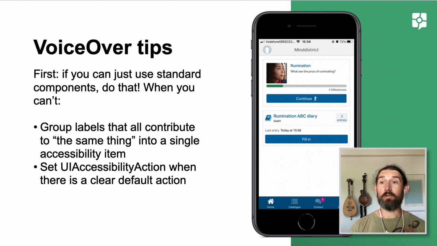So if you were to trigger VoiceOver on the module tile, it would say something like module, rumination, page, what are the pros of ruminating? Progress, 15% of 4 milestones. So what we've done is we've collected all the things that we want to say about this in the individual parts of this tile and packed them into one little phrase.